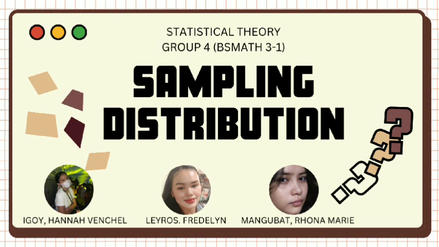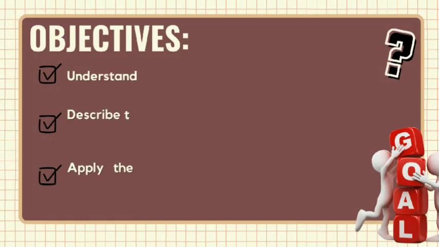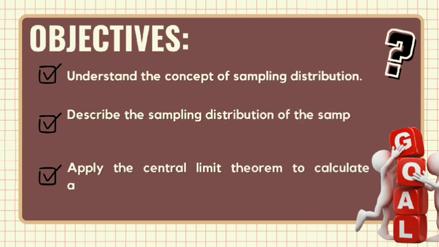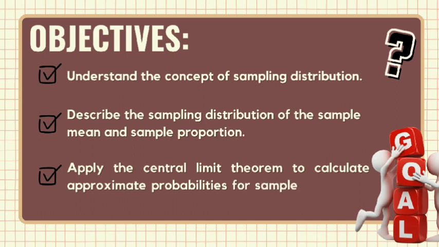Today, we will be discussing sampling distribution. But let us know first the goals or objectives of this lecture video. At the end of this lecture video, we should all be able to attain these objectives. First on the list, understand the concept of sampling distribution. Second, describe the sampling distribution of the sample mean and sample proportion. And lastly, apply the central limit theorem to calculate approximate probabilities for sample means and sample proportions. So now let us proceed to our topic.